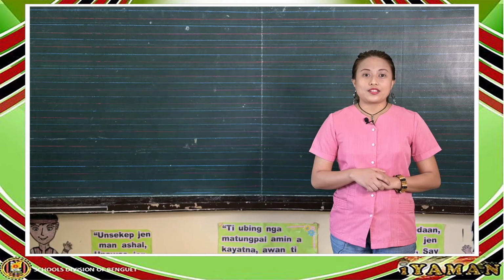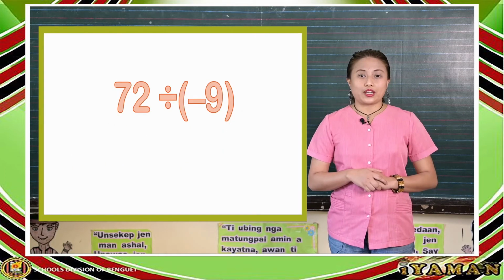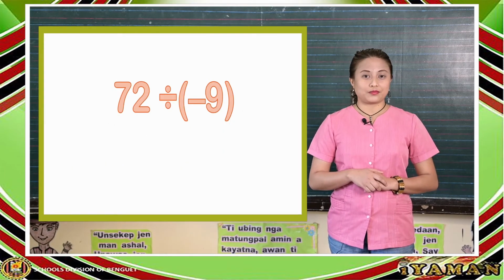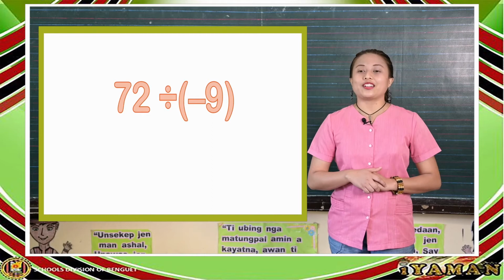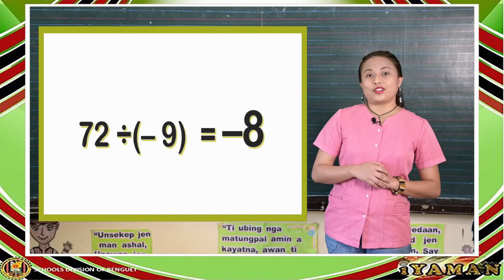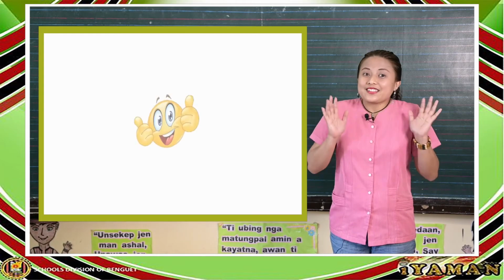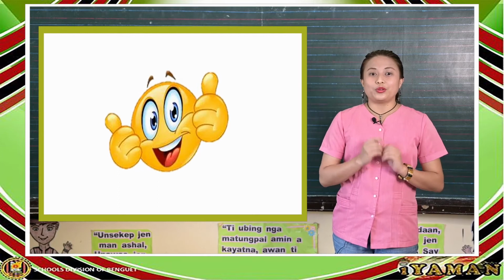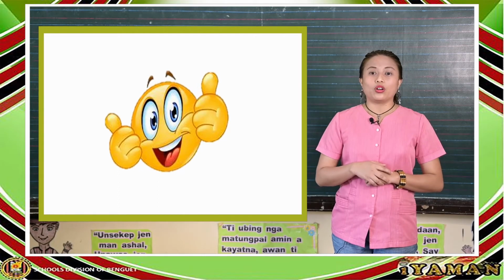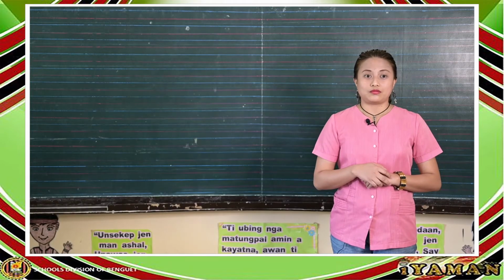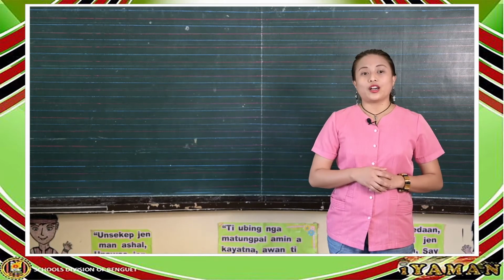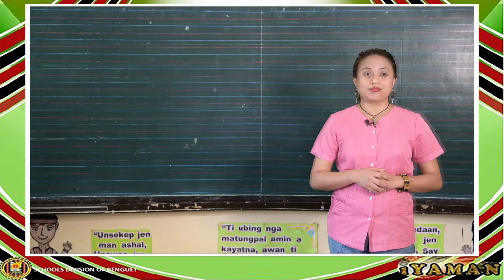Finally, what is 72 divided by negative 9? You got it right. It's negative 8. Fantastic! We can now continue with the review activity on what's in on your own. For now, let's continue with the lesson.